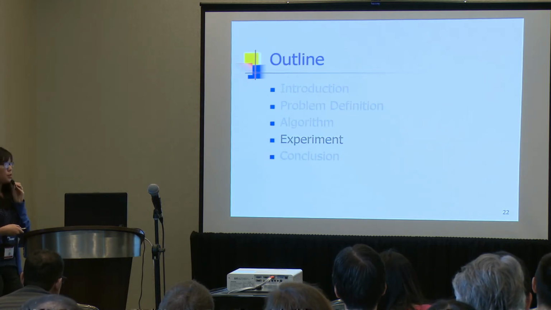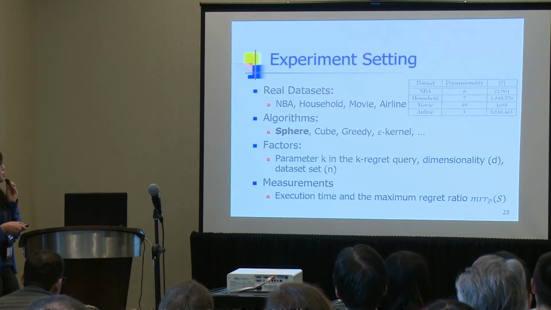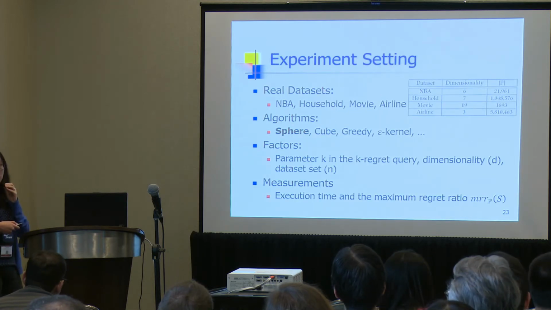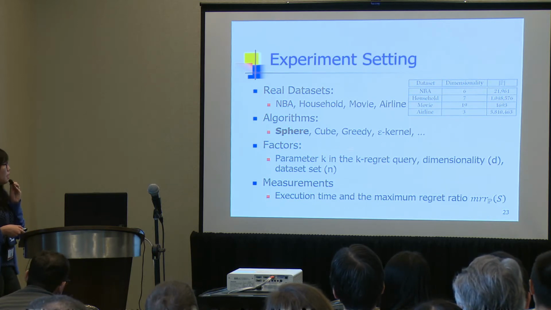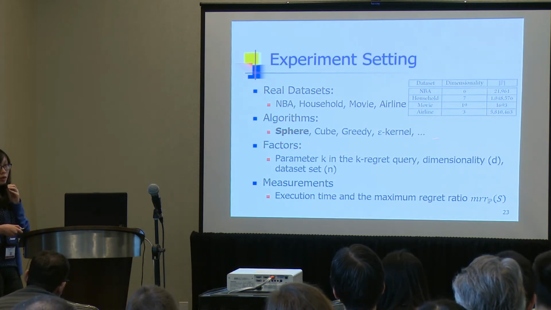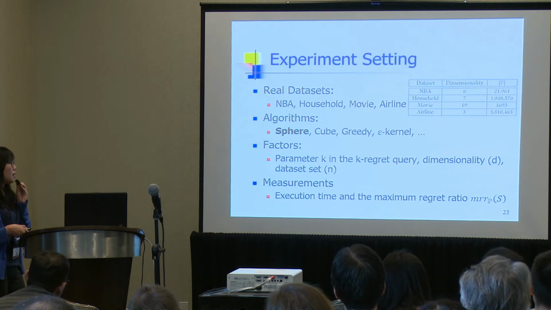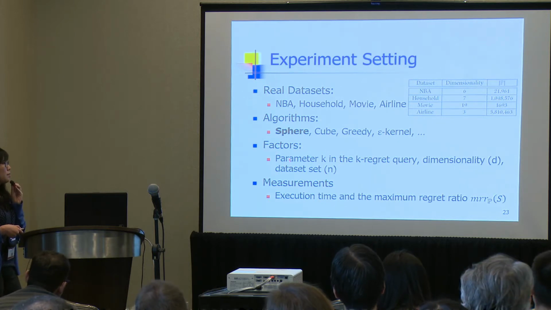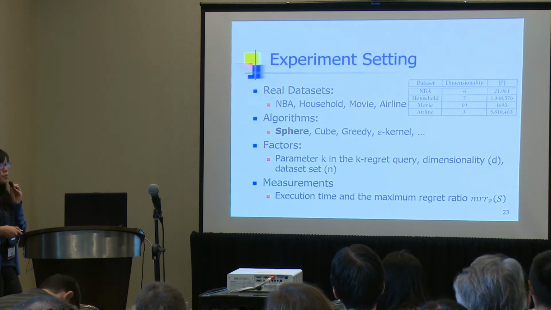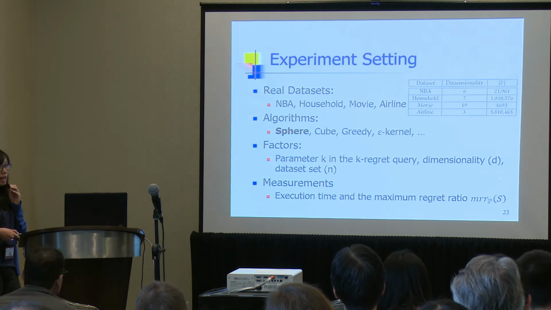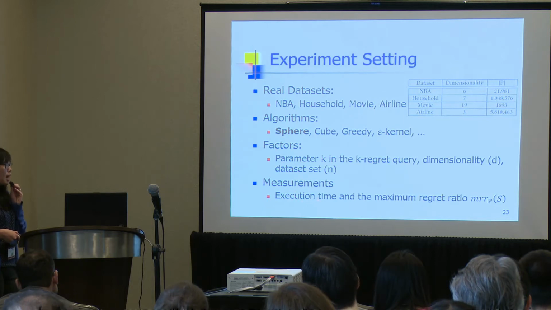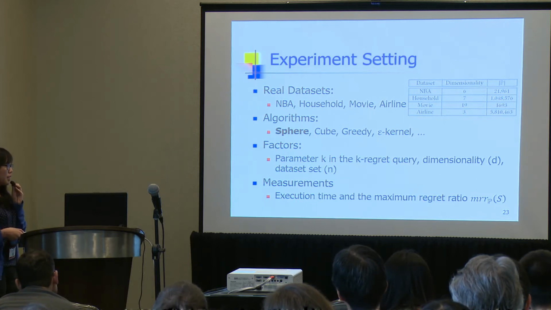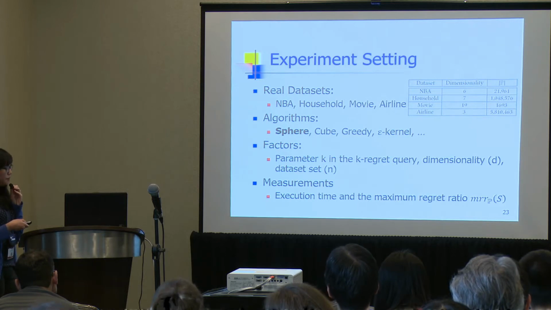Let's briefly introduce the experiments. In our experimental setting, we conduct experiments on different kinds of real datasets of different dimensionality and dataset size. We compare the Sphere algorithm against the state-of-the-art algorithms for the k-regret query. We studied different factors such as the parameter k in the k-regret query, the effect of dimensionality d, and the effect of dataset size. We measure the execution time and the maximum regret ratio returned by each algorithm.